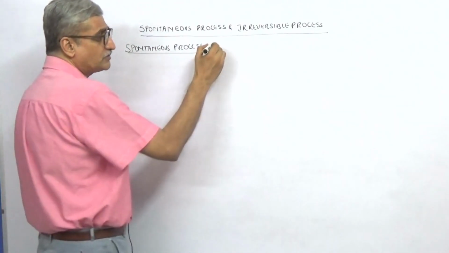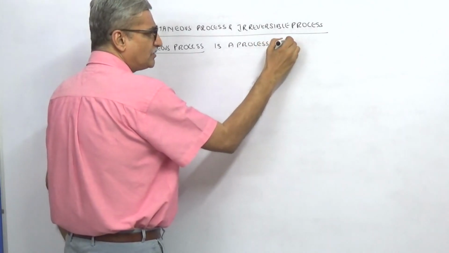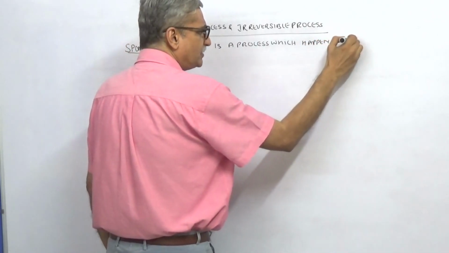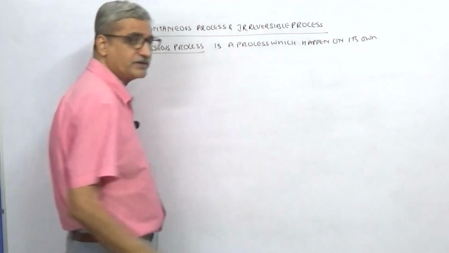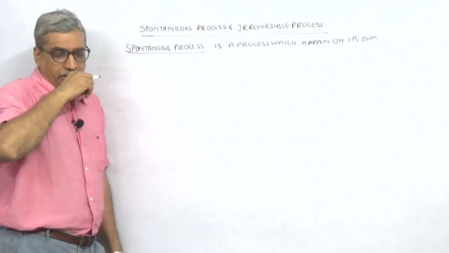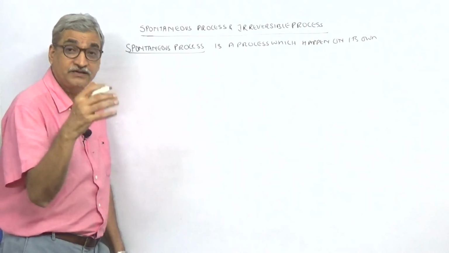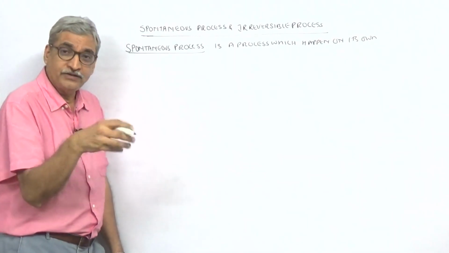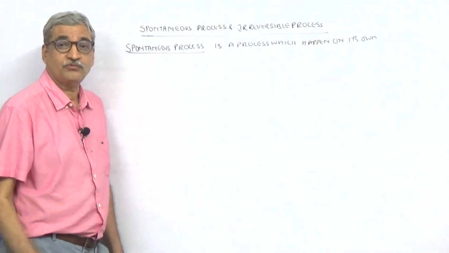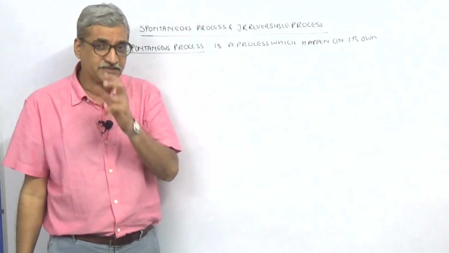A spontaneous process is a process which happens on its own. The question is, why does a reaction take place? Why is it that you keep an iron rod outside in the rainy season, and in a few weeks you find that iron has rusted? Why did corrosion take place? Why did your battery give out electrons on the anode and to the cathode? That was a spontaneous redox reaction. Why did it happen?